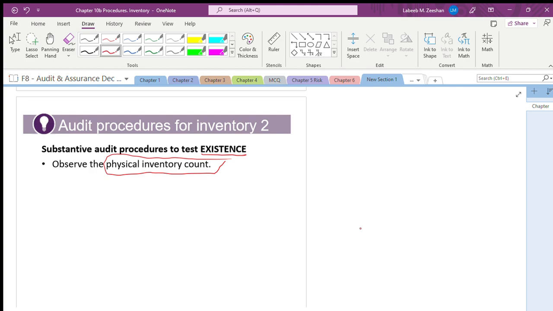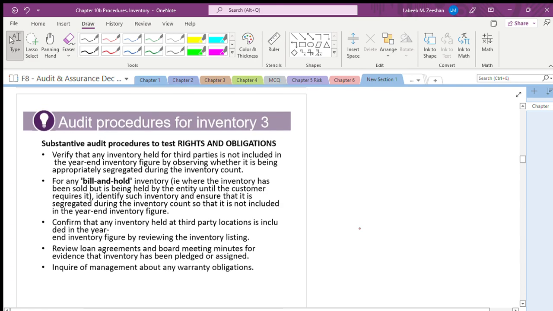It is part of the audit report, the statutory audit report, whether the auditors have done a physical count, yes or no, with respect to inventory. Rights and obligations, as simple as that. If it belongs to you, it has to be there in the current assets. If it doesn't belong to you, forget about it.